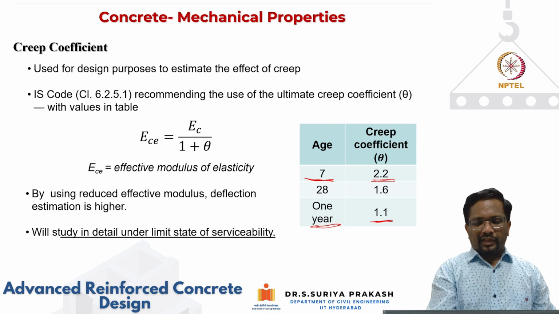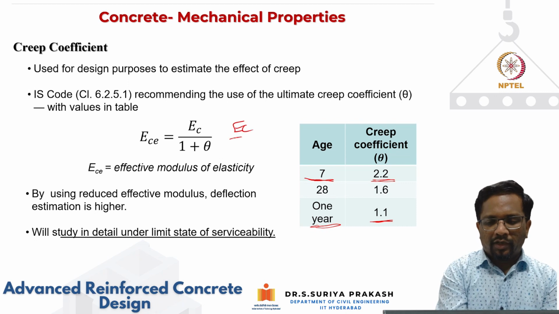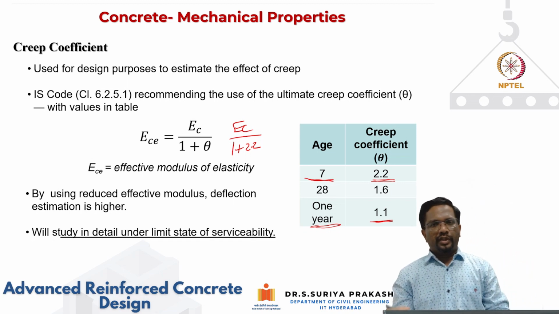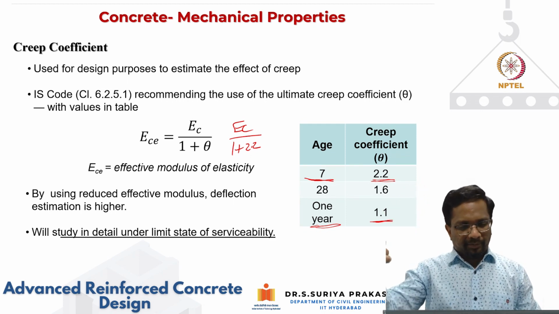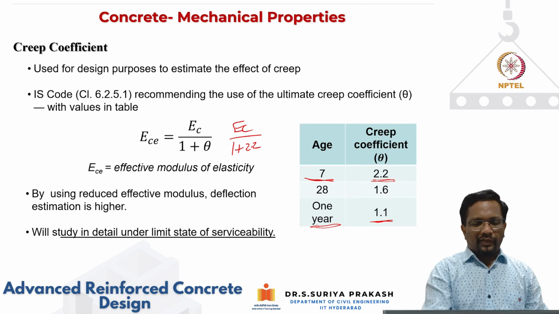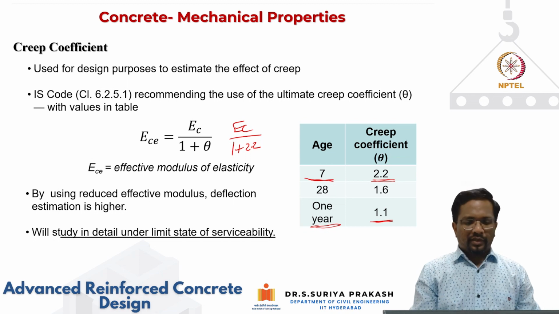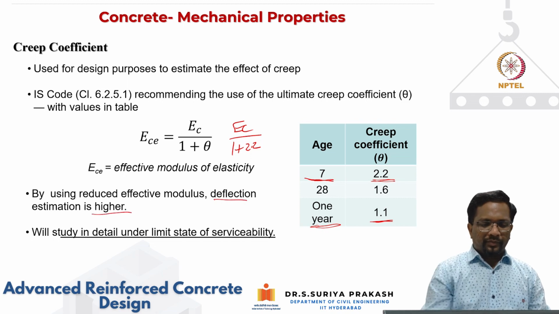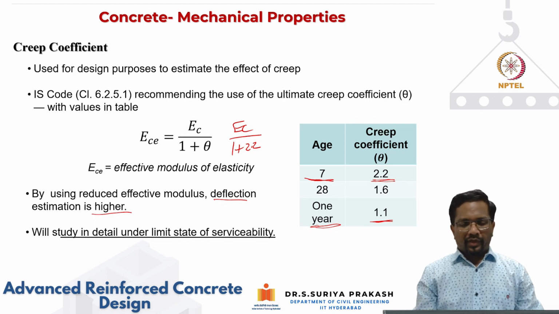So for example, if I am loading at 7 days, my Ec reduces by 1 plus 2.2, which means almost I am reducing the elastic modulus by 1/3. So you can imagine the deflections will increase by 3 times. So that is what we have to account for. So in this way, by using reduced effective modulus, the code helps the design engineers do the calculation. So deflection estimation will be higher. Okay. So we will study how these calculations are done when we deal with the module on limit state of serviceability.